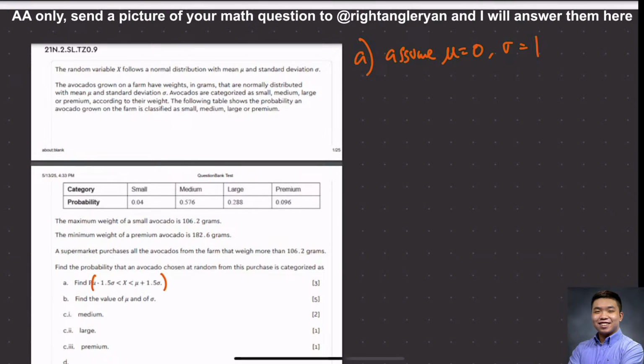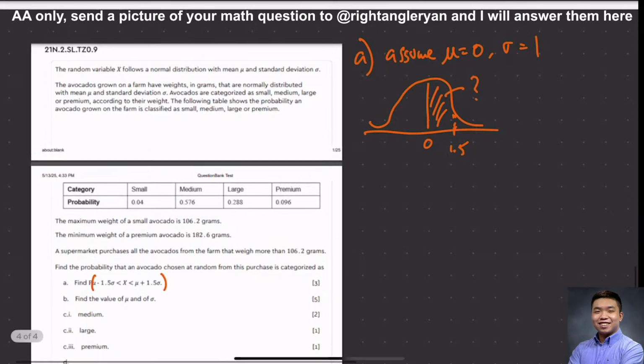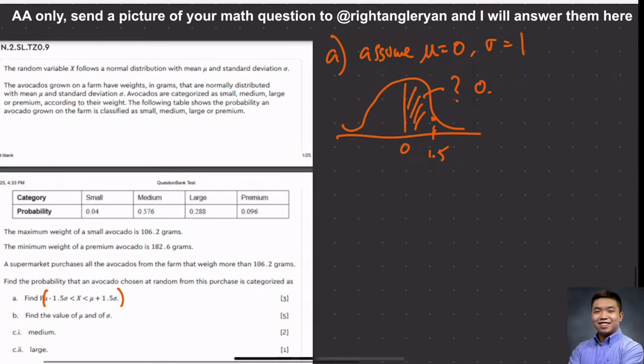Normal CDF from 0 to 1.5, so 0 to 1.5. And that should give you 0.44. So here, what we're doing is we're going to assume this is 0, right? And then we're going to put 1.5 here, okay? And we're trying to find this area here. You put this in your calculator, assuming mean is 0, sigma is 1, with lower bound 0, upper bound 1.5. You will see that this area here is 0.433.